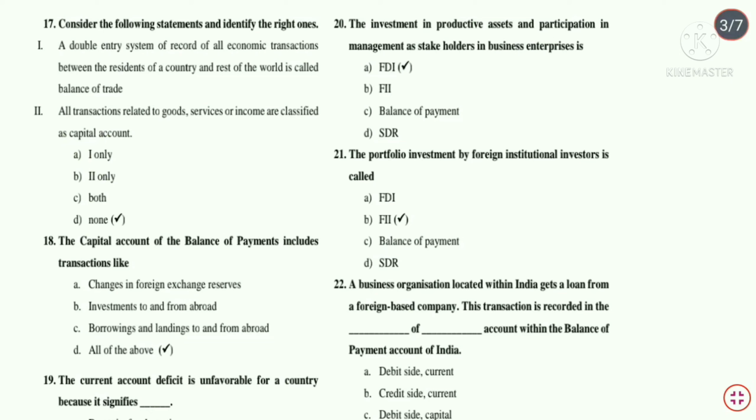हम जानते हैं कि जो डबल एंट्री सिस्टम होता है, which records all economic transactions, that is known as balance of payment, not balance of trade. That means जो पहला स्टेटमेंट है that is not correct. Next statement, that is all transactions related to goods, services or income are classified as capital account, but the transactions related to goods, services or income are classified in current account. That means जो second statement है that is also not correct. That means none, option D is the correct answer.